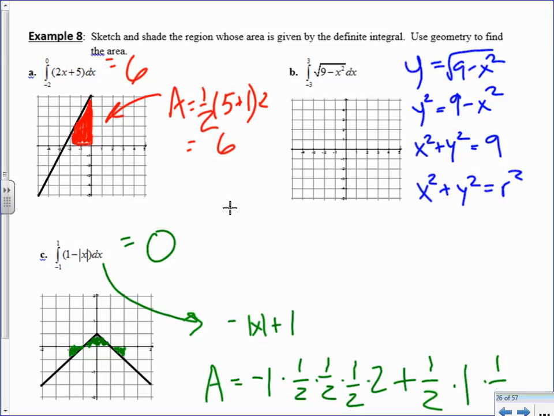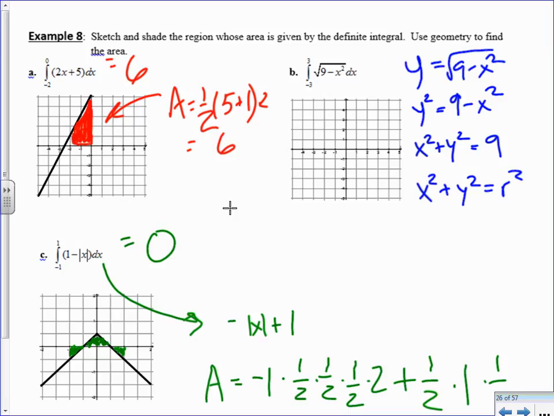One thing that's important is that since we just have the positive square root, we're just going to get the top half of the circle, like this. If the problem was changed so that it was negative square root of 9 minus x squared, that would just give us the bottom half of the circle. But for this problem, we've only got the top half.